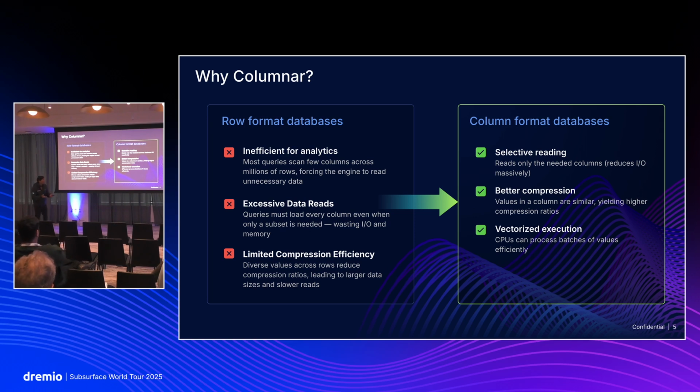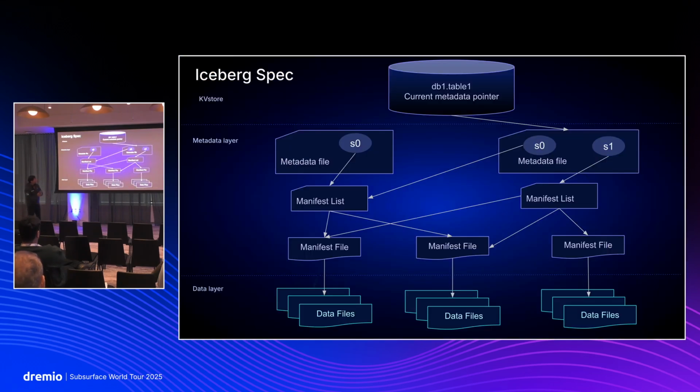We want better compression, right? That way, it's yielding high compression ratios. And obviously, CPUs can also process batches of values, so the vectorized execution is highly efficient. So that was a little background into why we came into Iceberg in the first place, right? Obviously, Parquet and then Iceberg.